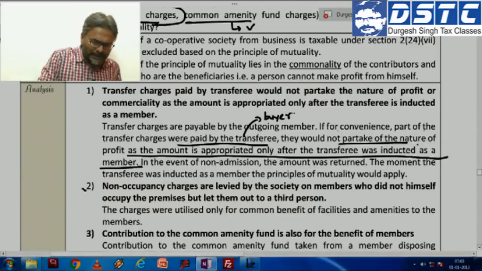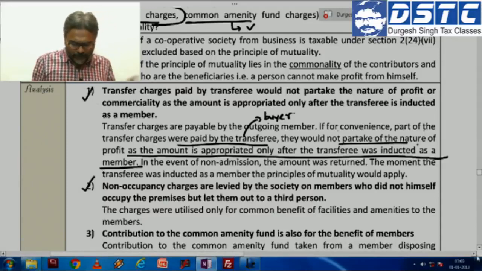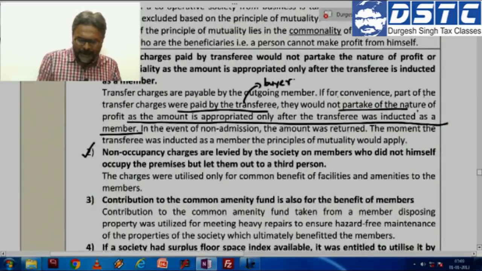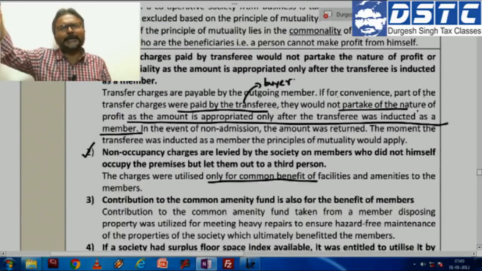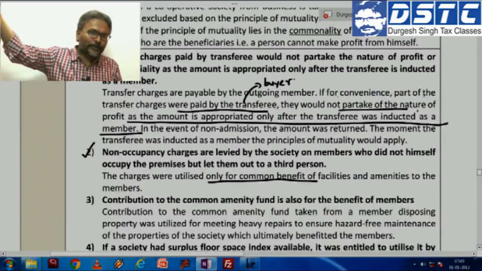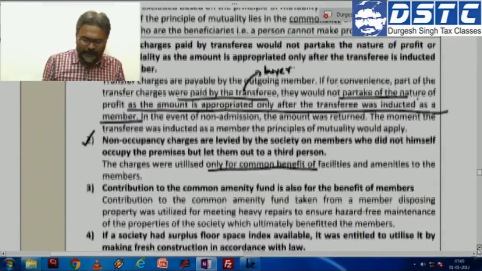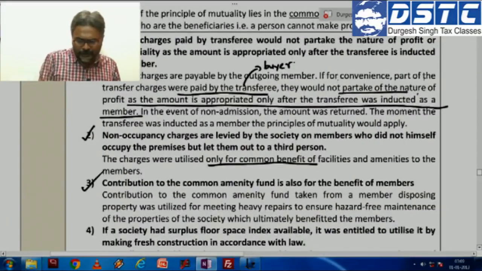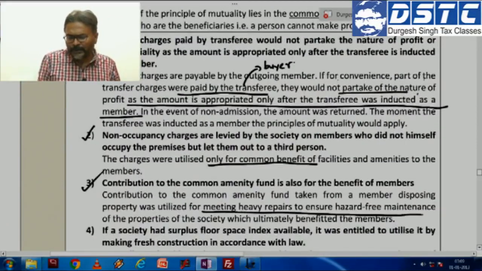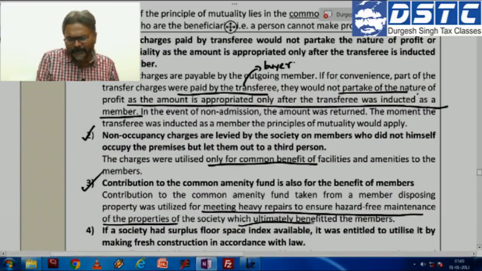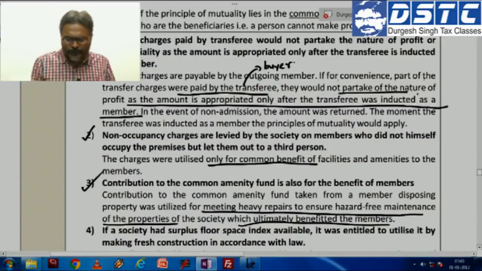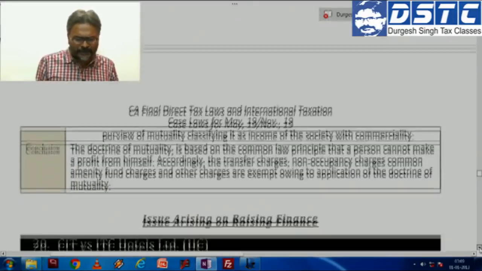Fine. Non-occupancy, students, I have already told you what you mean by that, and it is utilized for the common benefit or the facilities in relation to the property belonging to the member, and also the common amenity fund to meet heavy repair and to ensure hazard-free maintenance of the property of this society, which ultimately will benefit the members itself. Fourth point, you can just skip it. You just remember the first three, very important, and can be there in your examination. So just be very careful on this part as well.